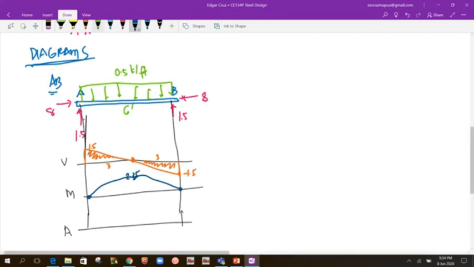Now how about the actual diagram? We just have to take into consideration that tension is positive and compression is negative. As you can see, our 8 kips here is compression, so our diagram is negative. We go down to negative 8, and the axial force is constant all throughout the member, so the compression is constant at negative 8. This is the actual diagram.